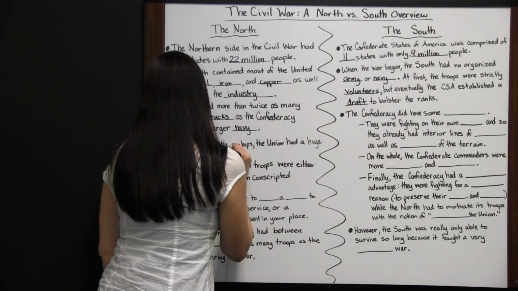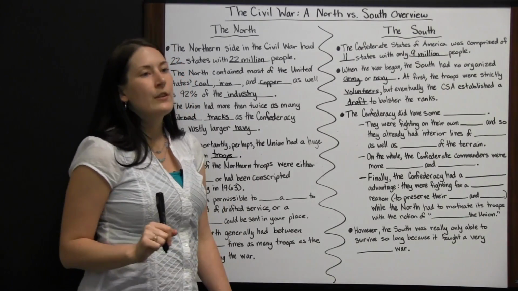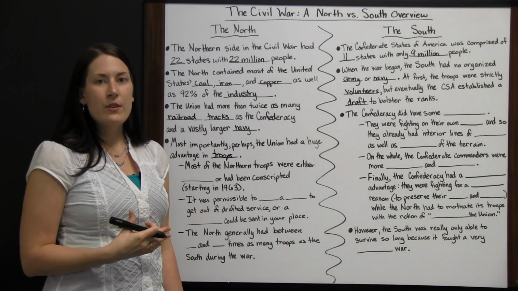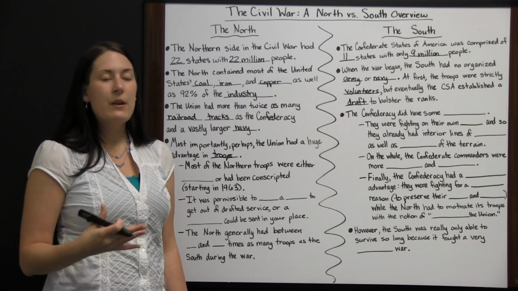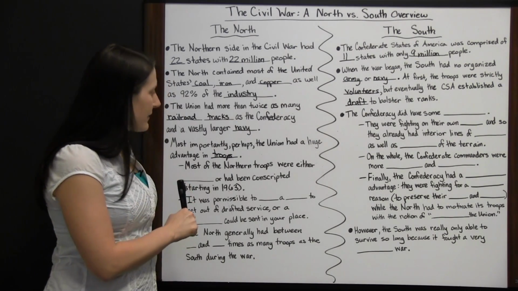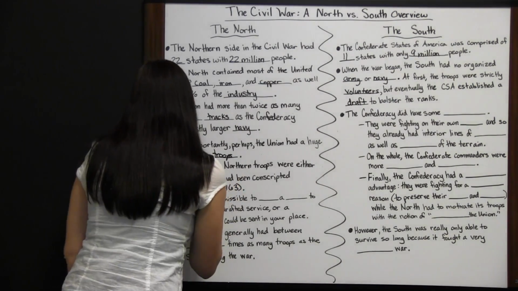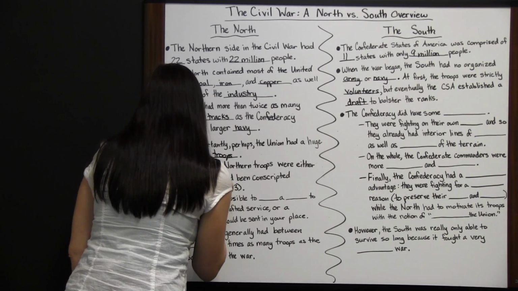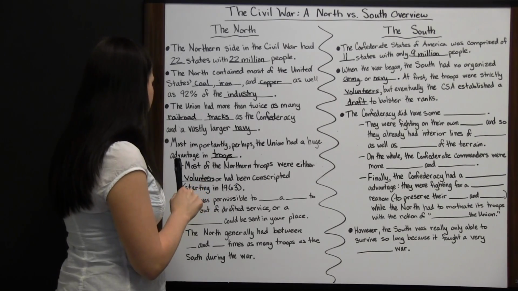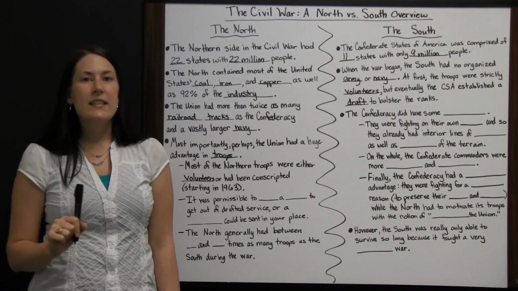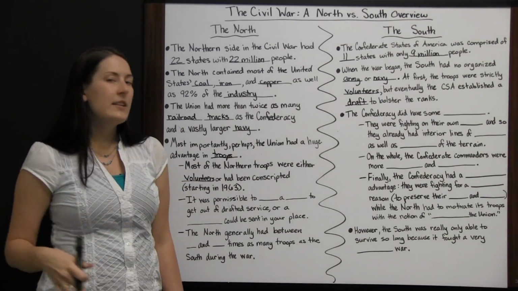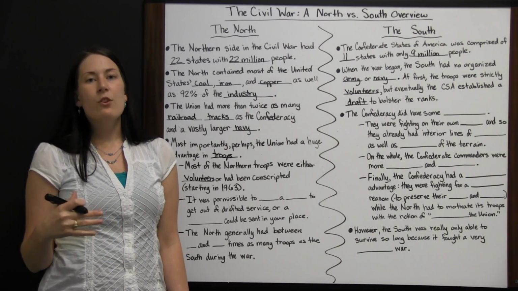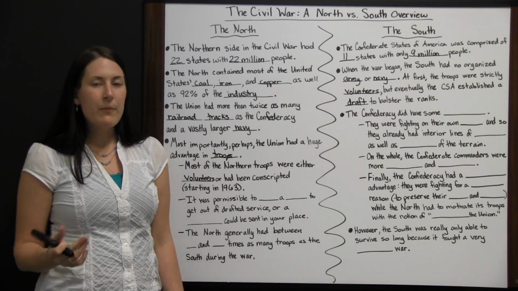So we knew already that the North had over twice as many people, but that was also going to mean the North had more troops to actually go and fight the war. Most of the Northern troops were either volunteers, like the South, or had been conscripted starting in 1863. And conscripted is just another word for drafted. So in 1863, the North also started drafting people.